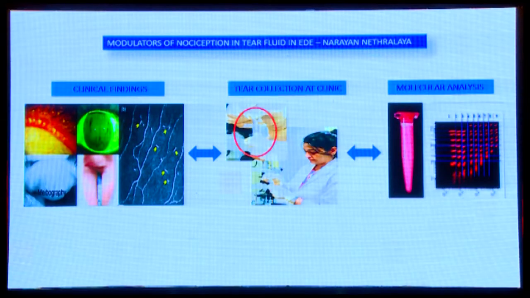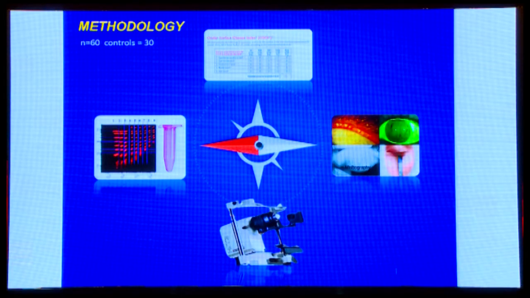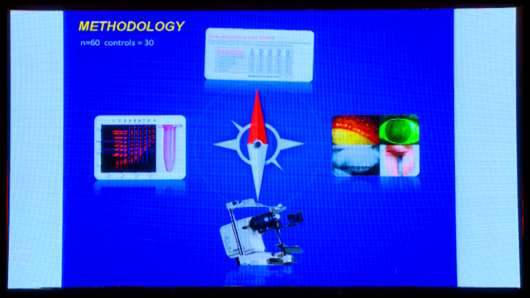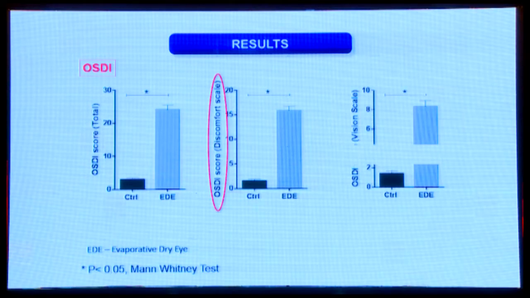We will go through one of the studies which was done at Narayana Nethralaya, where all the clinical findings of the tear film and the dry eye were diagnosed. The confocal images were taken, tears were collected in the clinics and were sent to the laboratory, and in the lab the molecular analysis was done. In this, the patients were given even the ocular surface disease index, the OSDI score. The result of the OSDI score, as we see here, is an increased discomfort level and increased OSDI score in the dry eye patients compared to the controls.